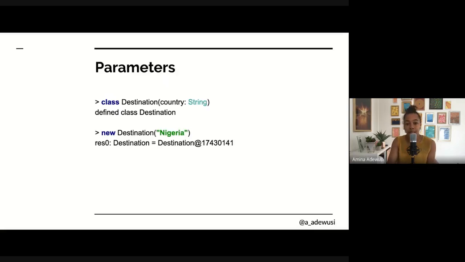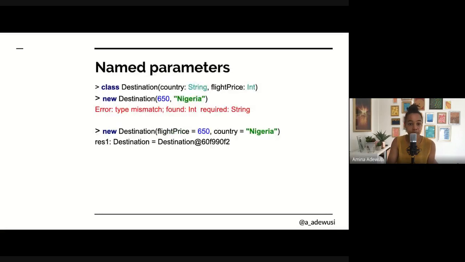We can make our class more useful by adding a parameter to it. Scala has a strong static type system, which means that we need to state the type of our parameter. Let's make our first parameter a string, and it's going to be called country. So, given our new class, let's create an object. Again, we're going to use the new keyword, and we'll pass in a string in order to follow the contract of the destination class. And we're going to make this destination Nigeria.